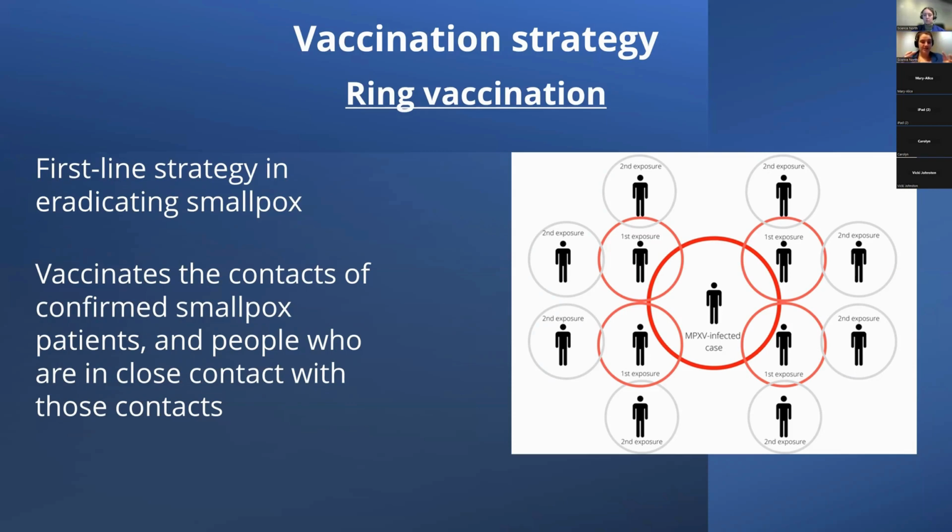But essentially it was a very important strategy and a very important type of vaccination strategy to eradicate and move towards the eradication of smallpox. So again, that's called ring vaccination.